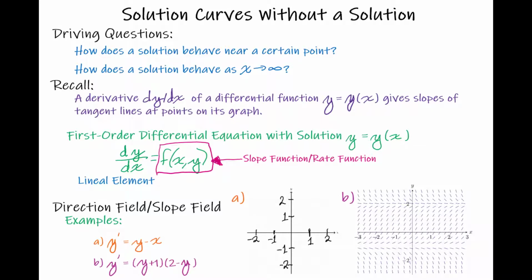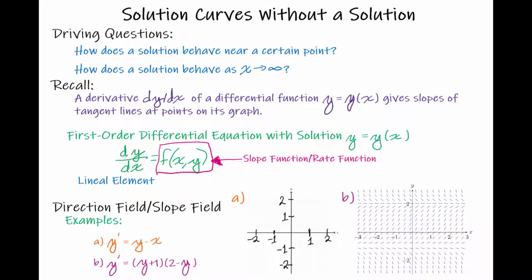So if there is no solution with that specific initial condition, we might wonder, how do solution curves actually behave near that specific point that was our initial condition? Or how does the solution behave as x approaches infinity? What does this differential equation look like? What do the solution curves look like? Now, in order to explore this, we're going to look at it graphically first.